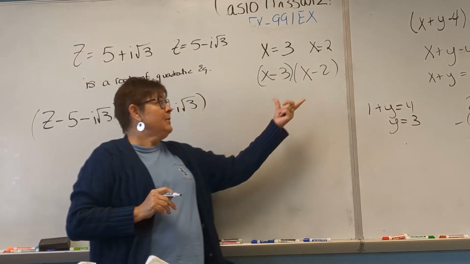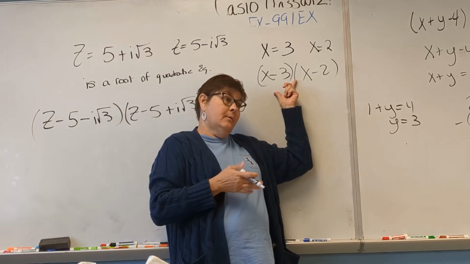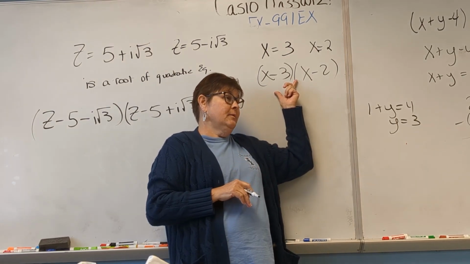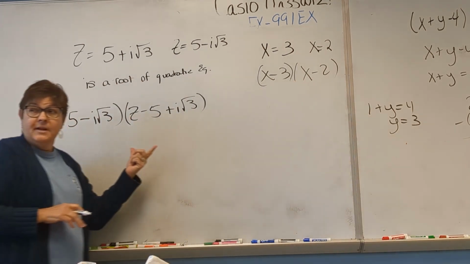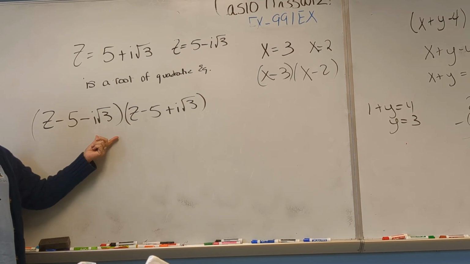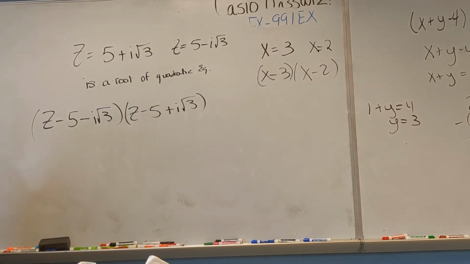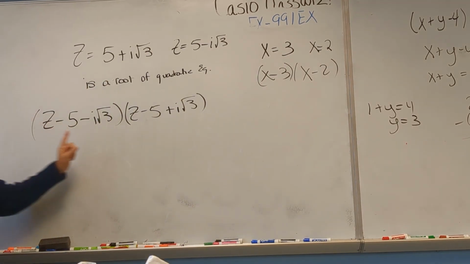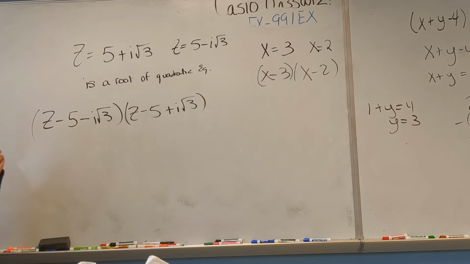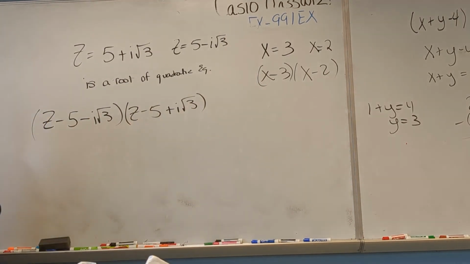And over here, how did we find the original quadratic? We multiplied, foiling, because they're both binomials. So what are we going to do over here? We're going to multiply, however, FOIL's not our friend here. What are we going to do? z times everything over here, right? And then negative 5 times everything over here, and then negative i square root of 3 times everything over here. Clean that up, and you'll have your quadratic.